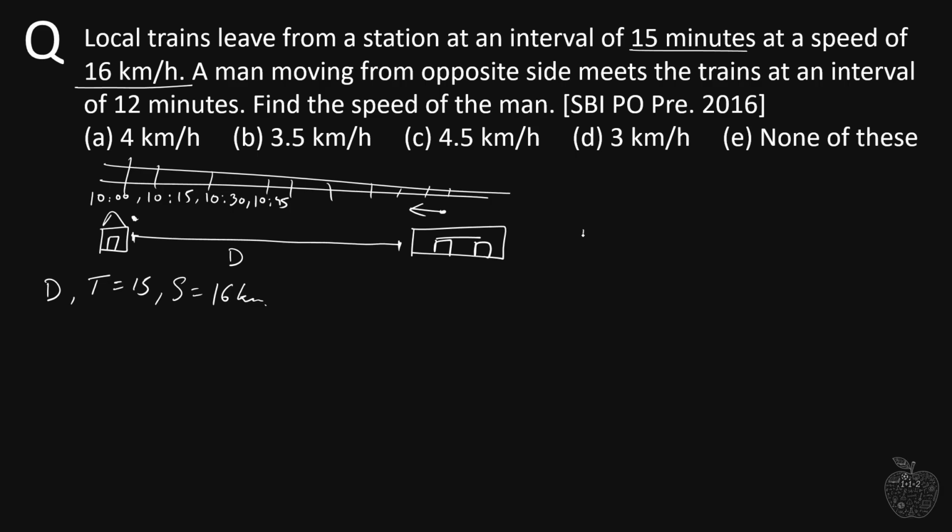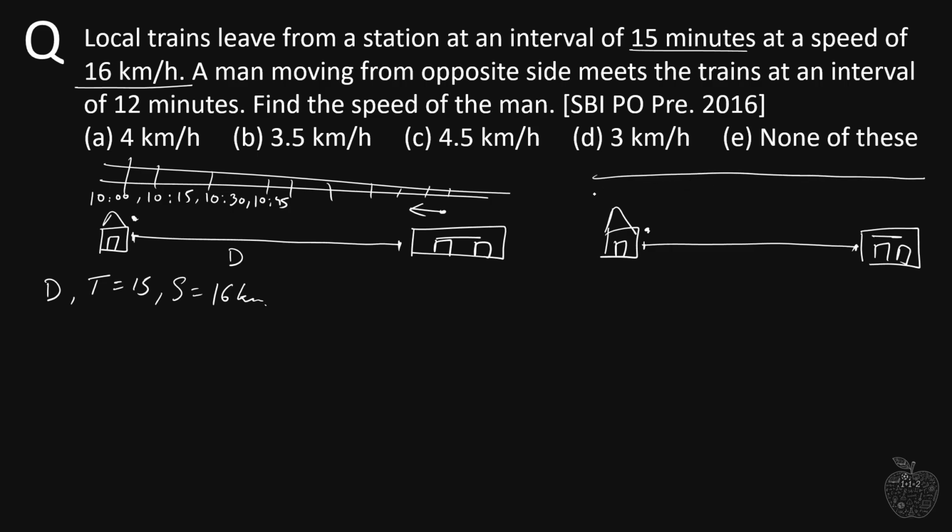Now again, this is your house, this is you. At some distance there is a railway station, there is a railway track in front of your house, and a train is leaving the station every 15 minutes. But now, earlier you were just standing in front of your house, but now you start moving towards the station, in the opposite direction of the train, and you have to cover this distance d.